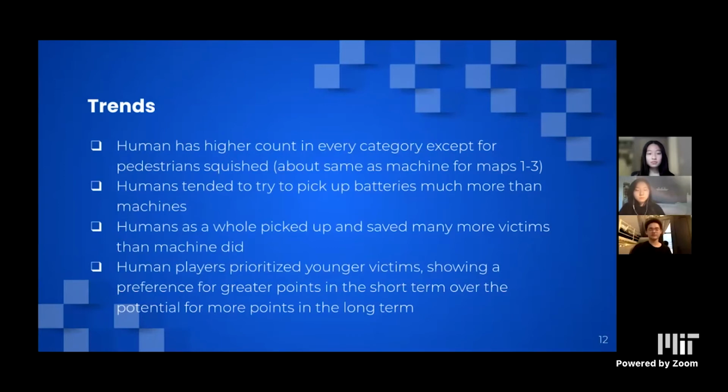One small trend that we did notice was that human players prioritized younger victims, which does show a preference for greater amount of points in the short term, as younger victims awarded more points, but also were less likely to expire than the older victims. So it shows a prioritization of gaining more points in the short term over potentially risking those points to gain more in total.